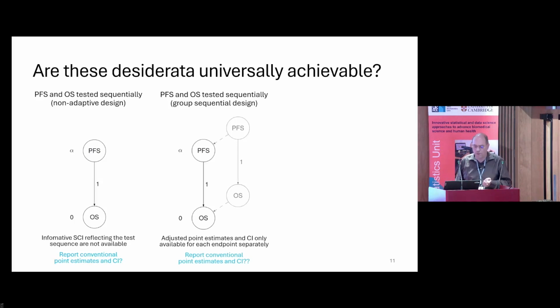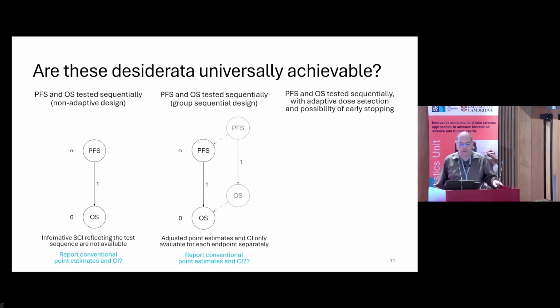Shall I now report conventional point estimates and confidence intervals, knowing that compared to the left situation, I have now an additional level of bias because I might be stopping early when I see overwhelming effects, which can contribute to bias? So I have two sources of bias now. Should I report my conventional point estimates and confidence intervals?